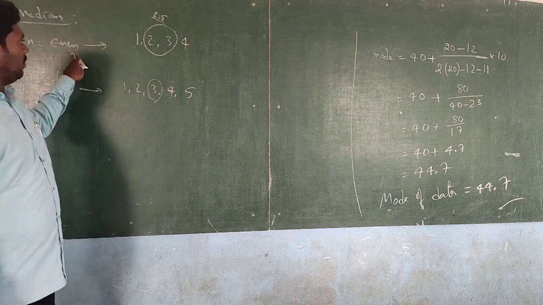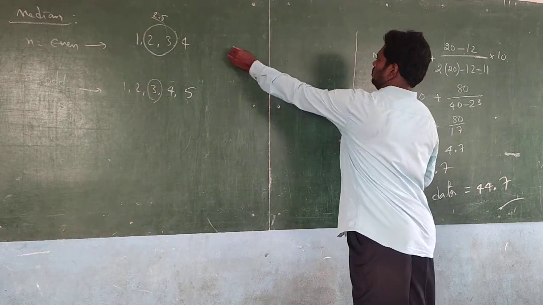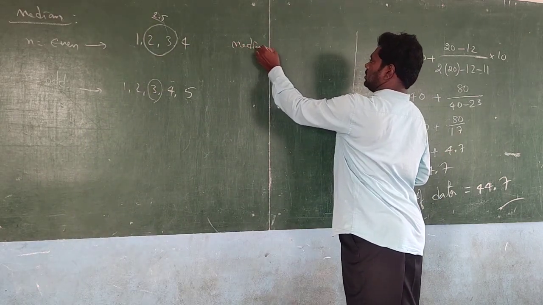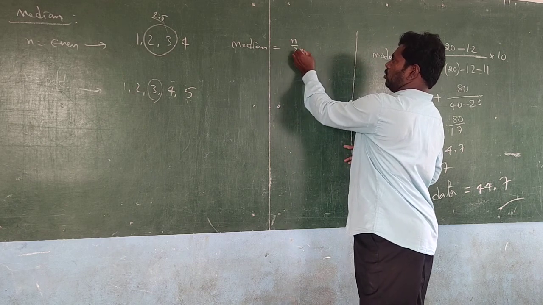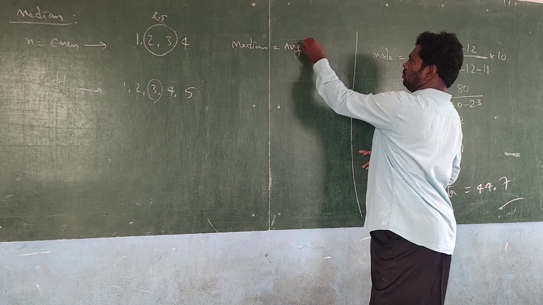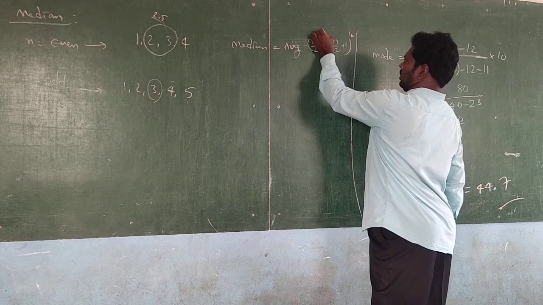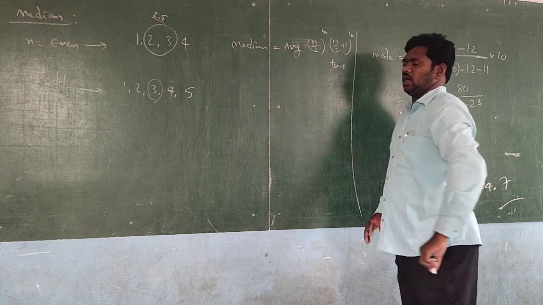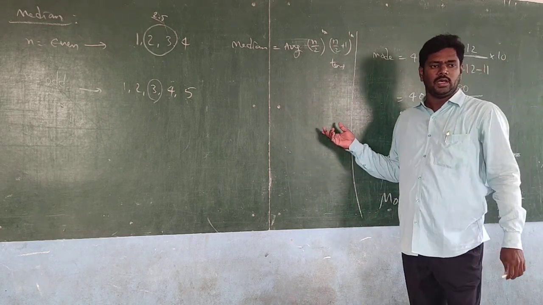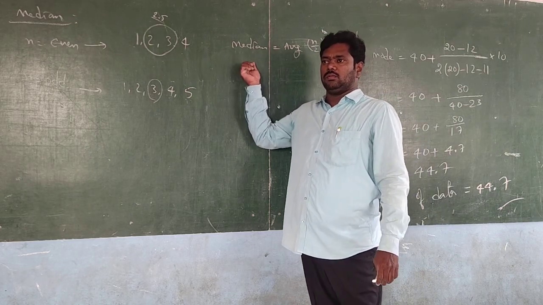See, what is the formula? If N is even, then the median is the average of the N by 2 term and the N by 2 plus 1 term. Here in the example, N by 2 is 4 by 2.